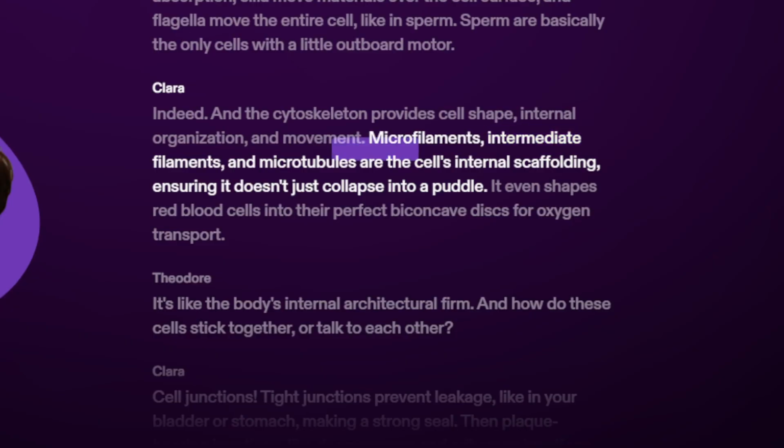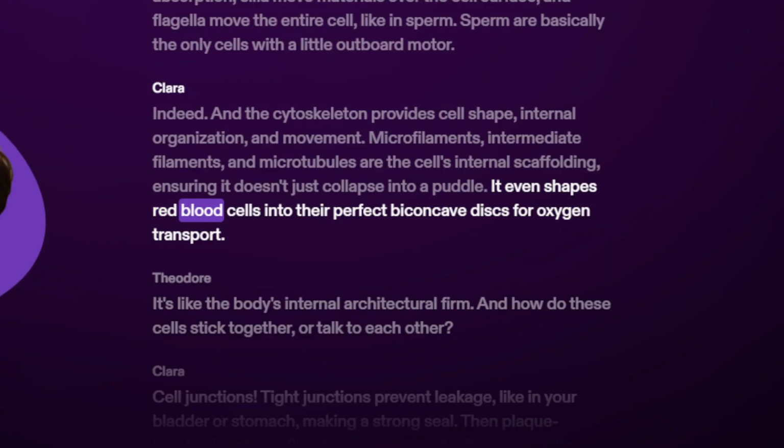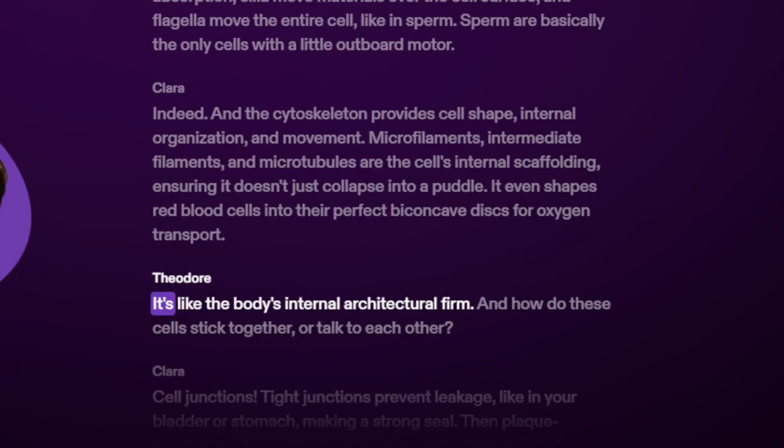Microfilaments, intermediate filaments, and microtubules are the cell's internal scaffolding, ensuring it doesn't just collapse into a puddle. It even shapes red blood cells into their perfect biconcave discs for oxygen transport. It's like the body's internal architectural firm.